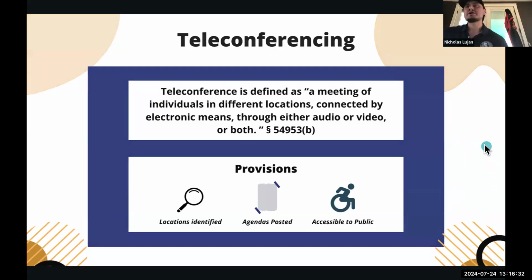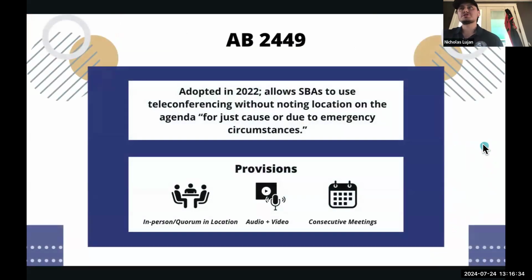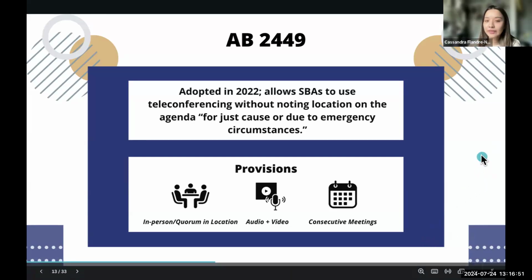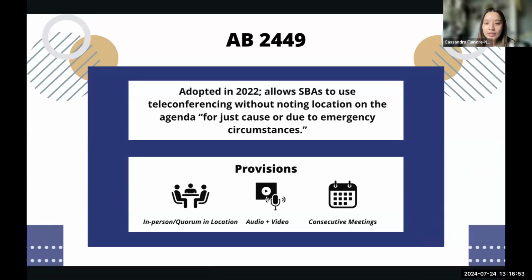AB 2449 was adopted in 2022, and it allows SBAs to use teleconferencing without noting location on the agenda for just cause or due to emergency circumstances. And then I will pass it back to Emily. Yeah, just to add on real quick for AB 2449, just like what Nick said, it was made so that you don't have to notate your location on the agenda for just cause and emergency circumstances.